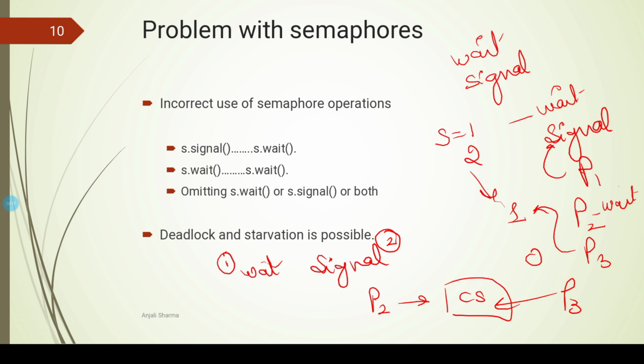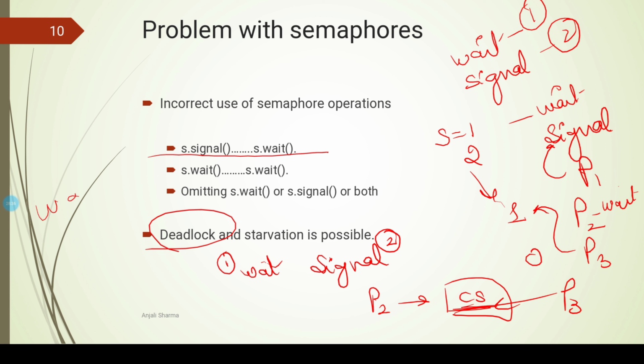So the ordering is very, very important. Wait should come first and then signal should come. If the ordering is reversed, it will lead to deadlock, it will lead to violation of mutual exclusion. Two processes will be in the critical section.